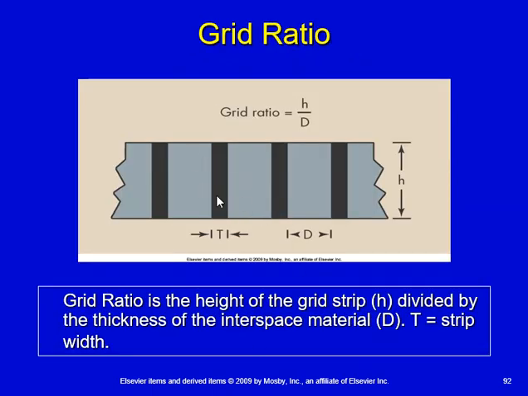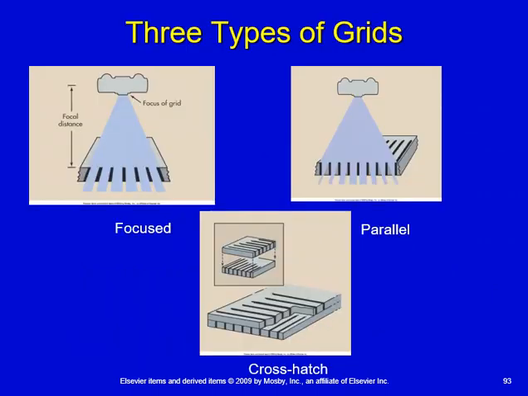Just a drawing of a grid, what we have is the height of the grid strip. So these would be the grid strips. That would be the thickness of the grid strip, but that'd be the height of the grid strip and the distance in between. So grid ratio is the height of the grid strip divided by the distance in between them. And it's expressed as a ratio, 8-to-1, 10-to-1, 12-to-1. We have 3 fundamental types of grids. We've got a focused grid, we've got a parallel grid, and what we call a crosshatch. And we can subdivide crosshatch into a couple of different types: focused crosshatch and parallel crosshatch. We'll talk about each one individually.